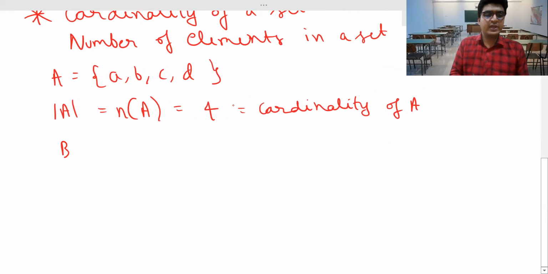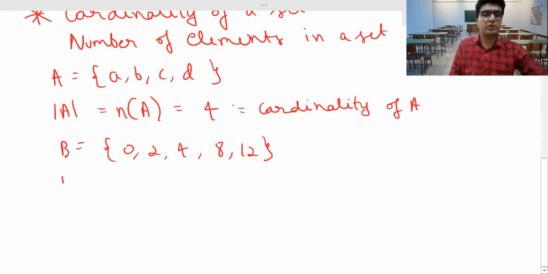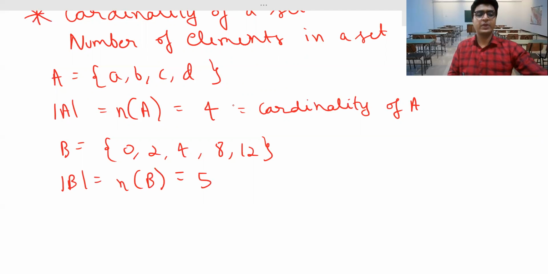And suppose there is a set B which contains 0, 2, 4, 8, 12. Okay, so there are 5 elements in this set. So the cardinality of B, or the number of elements in set B, is exactly equal to 5. Okay, so this is the cardinality of a set.